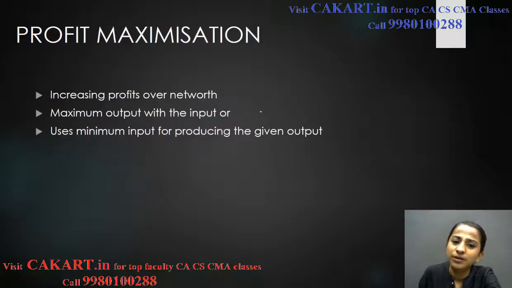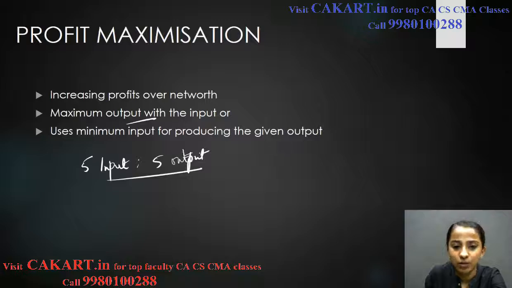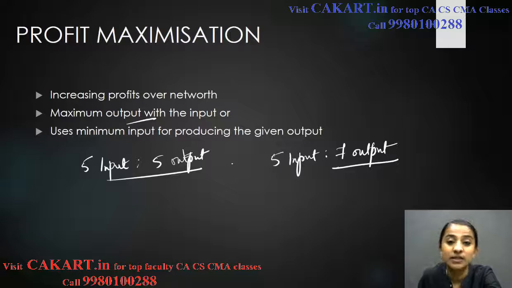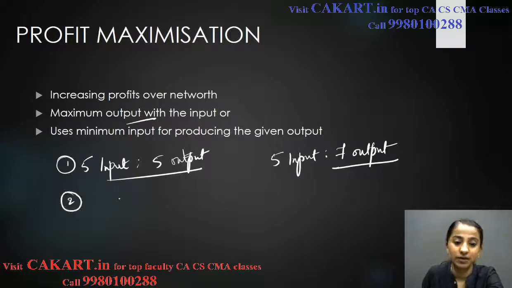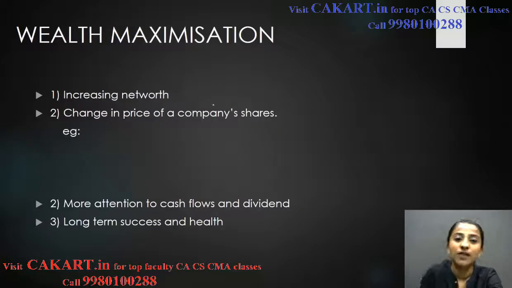How can you increase profit? First, suppose you are using 5 units of input to get 5 units of output, for example. Now, if I want to increase my profit, what do I do? With the same 5 units of input, I try to manufacture 7 units of output. So, my output increased with the same amount of input. Or the other way around, I may use lesser input and produce the same given output. I will use 3 units of input to produce 5 units of output. There are various ways how profit can be maximized.